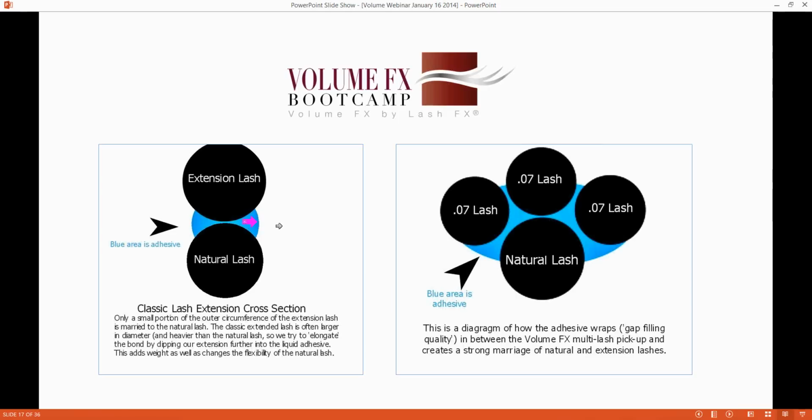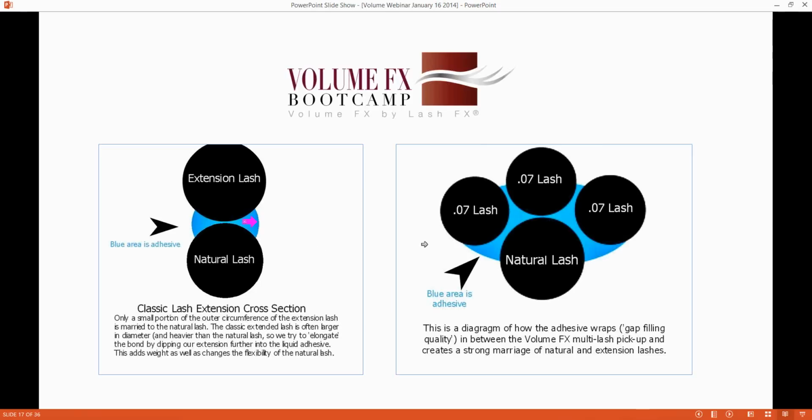So to get a strong bond, we have to actually dip our eyelash extension further into our adhesive, so that we're taking away the flexibility of the synthetic lash, that perfect lash that we're using, and we're coating our natural lash as we marry those two lashes together with that acrylic coating as well. So we're sacrificing all kinds of flexibility by elongating the lashes for our clients.